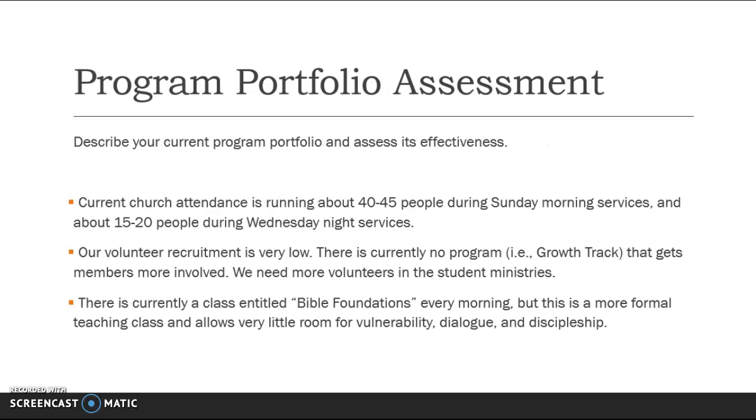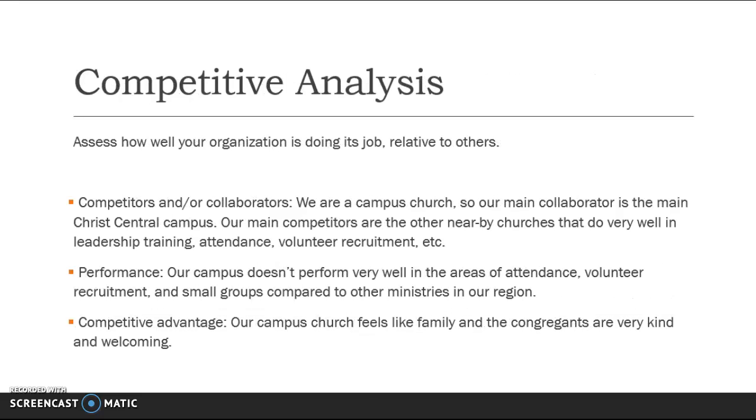Program portfolio assessment is to describe your current program portfolio and assess its effectiveness. Current church attendance is running about 40 to 45 people during Sunday morning services and about 15 to 20 people during Wednesday night services. Our volunteer recruitment is currently very low. There is currently no program like Growth Track that gets members more involved. We need more volunteers in student ministries. Also, there is currently a class entitled Bible Foundations every morning, but this is more like a formal teaching class and allows very little room for vulnerability, dialogue, and discipleship that are huge integral parts of discipleship programs and sponsors.